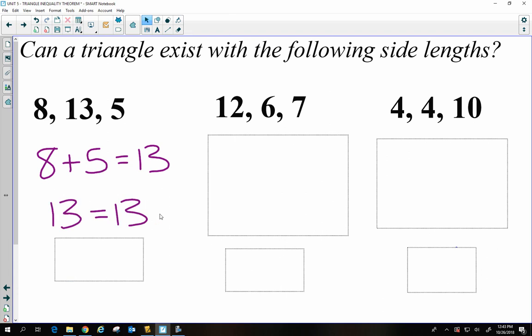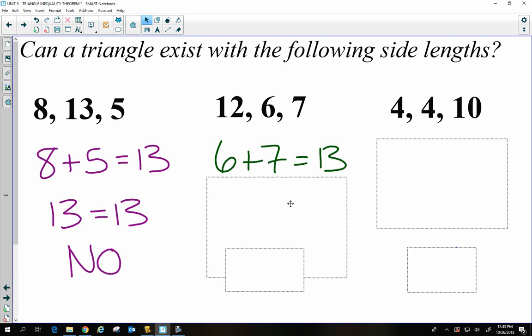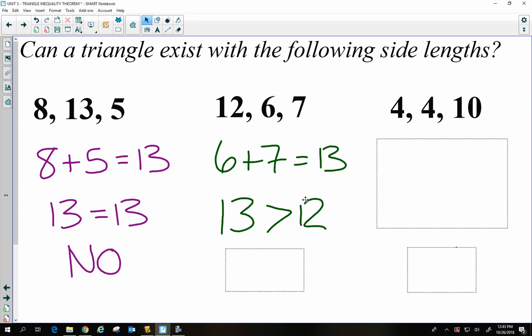And they're equal. The triangle inequality theorem says in order to make a triangle, the two smaller sides added need to be bigger than the third side. So I'm unable to make a triangle with these three side lengths. Here I'm going to add 6 and 7, and again get 13. And I find out that 13, the sum of the two smaller sides, is bigger than the third side, 12. And so I would be able to make a triangle using those three lengths.